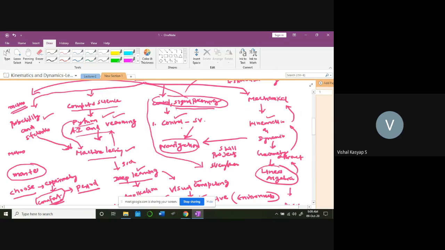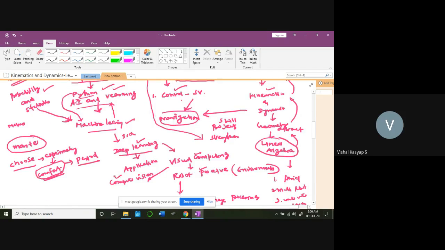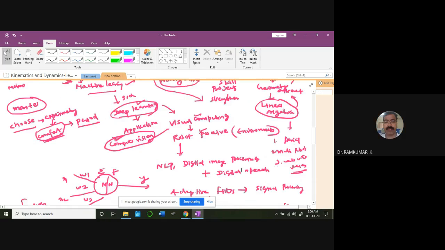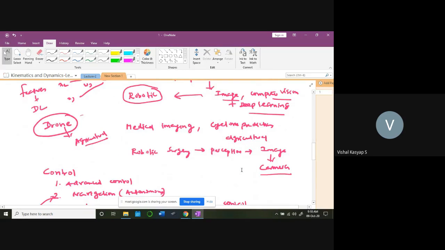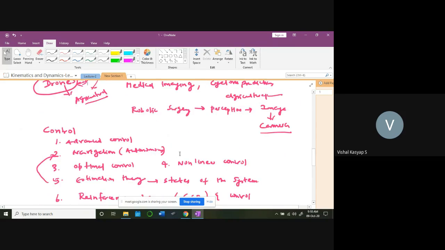Good. In the next semester, we will have deep learning as well as computer vision. The software is called NLP and digital image processing, and all will be based on that. And then there is image plus computer vision and deep learning, where it can be used in robotics. But this is not the only domain. It can also be used in the medical industry and the agriculture industry, where drones can be used with this. It is also used in robotic surgery, where images and cameras are used.